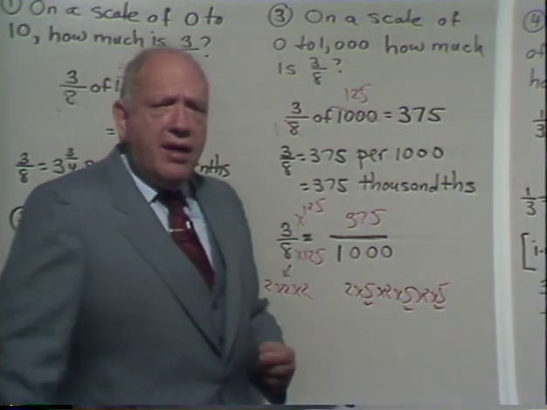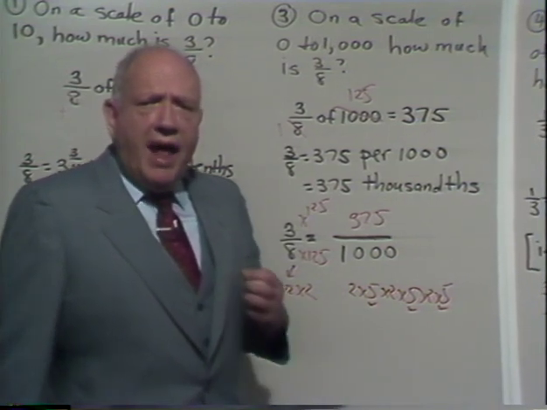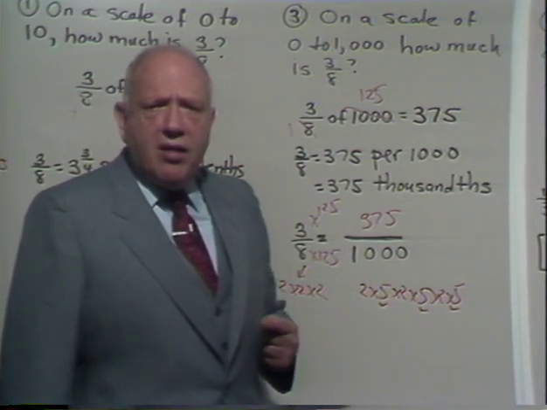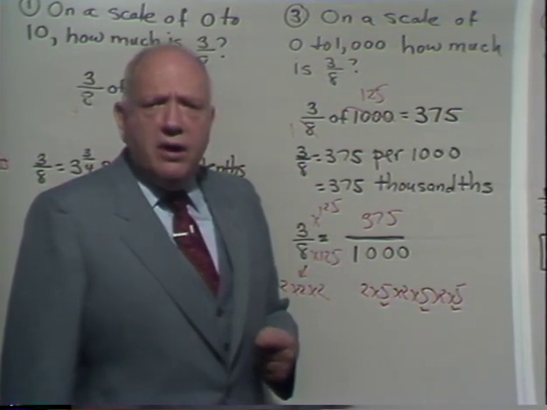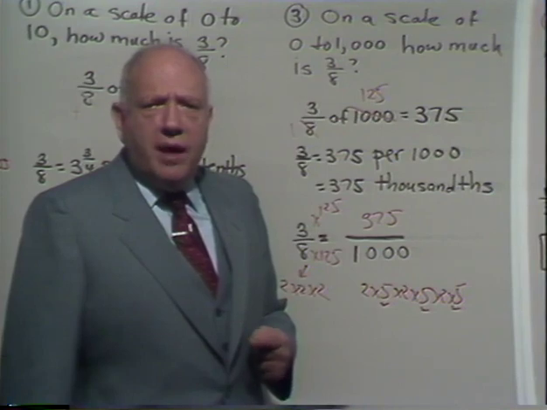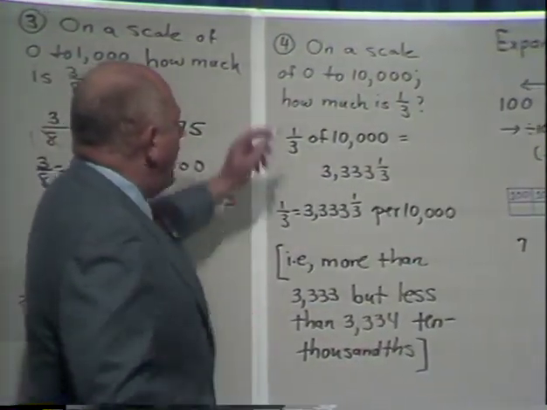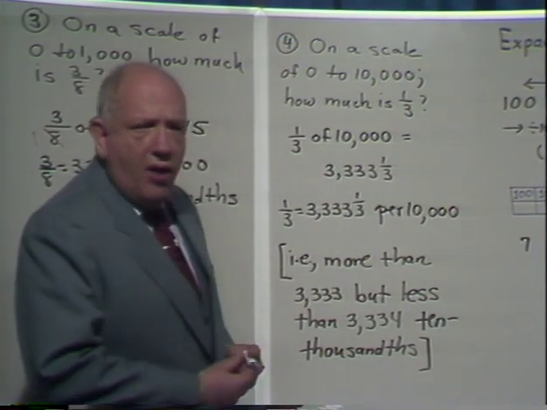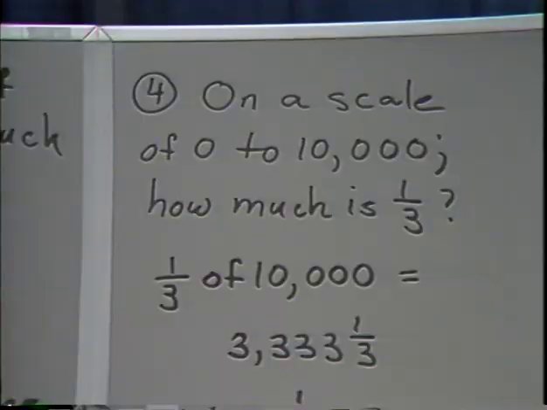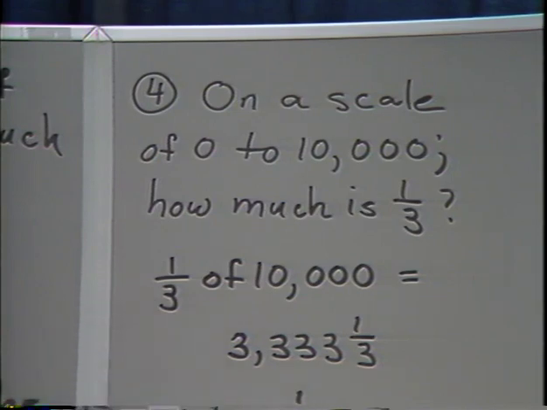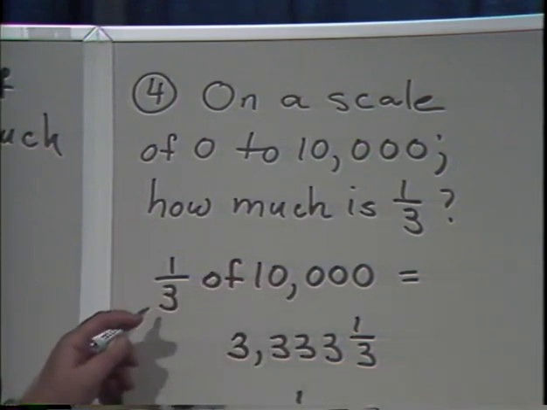But the problem is, if I have a denominator that has prime factors other than 2's or 5's, I'm going to be in a real mess whenever I talk about parts per power of 10. And let me just show you what I mean by that. Let's look at a problem similar to what we were talking about before, but now I'm going to say, on a scale of 0 to 10,000, how much is 1/3? In other words, if you're taking 1 out of every 3, how many will you take out of 10,000? Well, that's precisely the problem, 1/3 of 10,000. And that means what? 10,000 divided by 3.